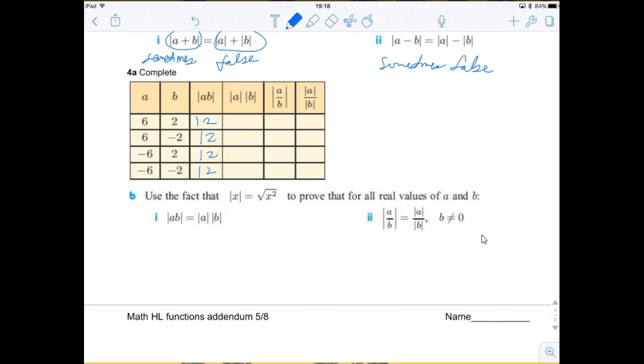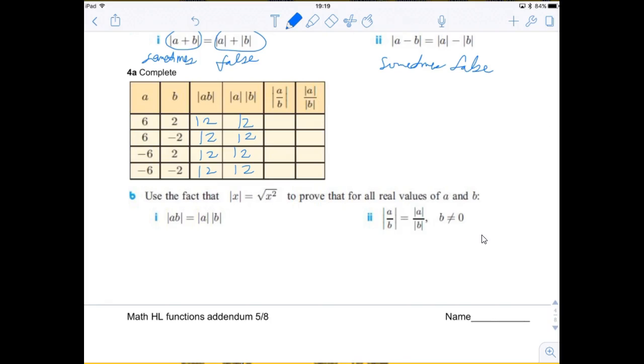Modulus of 6 times the modulus of 2 is 12. Modulus of 6 times the modulus of negative 2, which would be positive 2, is also 12. Negative 6 modulus is positive 6 times 2 modulus is 12. Negative 6 modulus times negative 2 modulus, 6 times 2 is 12.